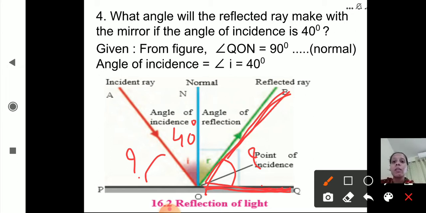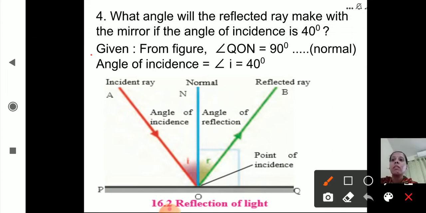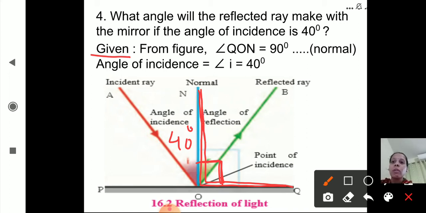Okay, so we can find out this from the figure. Okay, so let's start now. In given from figure 90 degree, right? See, this angle is 90 degree, NOQ, or you can write down QON. This is 90 degree. Why? Because ON's angle is 90 degree, right? Now angle of incidence is given, and this whole is 90 degree, that is QON is 90 degree. And which angle we have to find out? QOB. These we have to find out, the angle between reflected ray and the plane mirror, right?